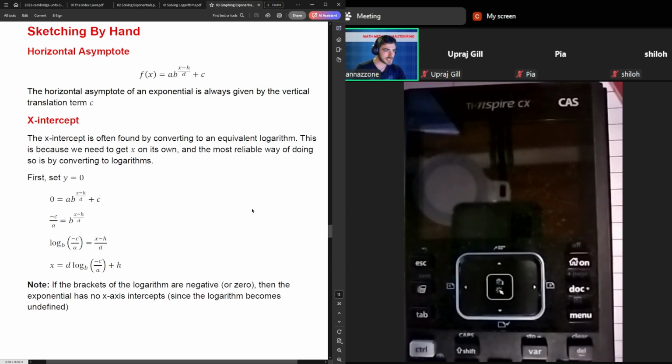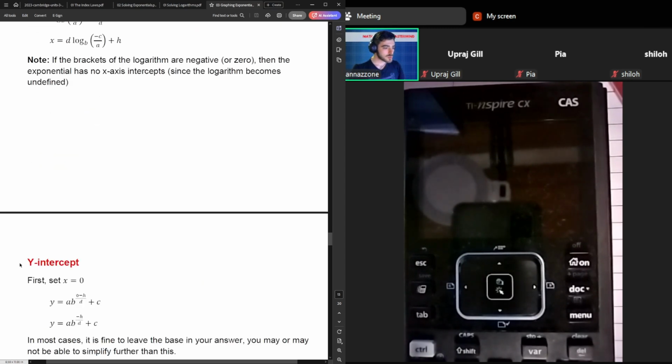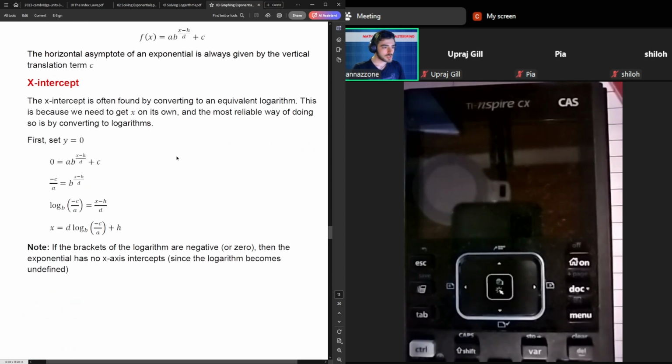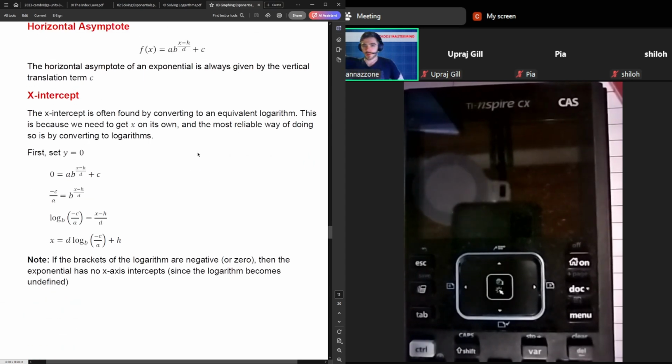Okay, the things you need to know to sketch by hand. First up, the asymptote is always going to be given by the c value. That's pretty important. That is a key feature. From there, as long as you know your x-intercept and your y-intercept, you can draw your graph through those points, and I think as long as you know x and y, there shouldn't be a way to mess up the shape of the graph. Yeah, that sounds about right.